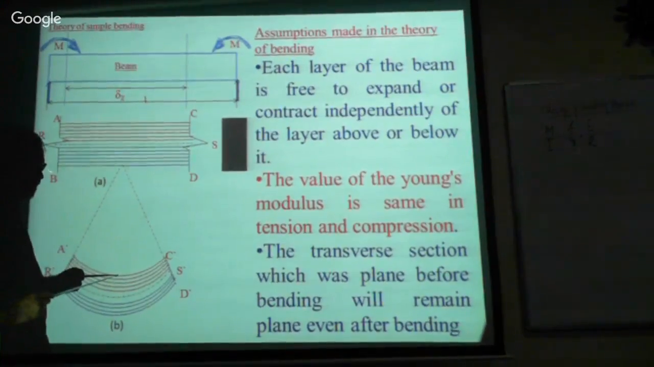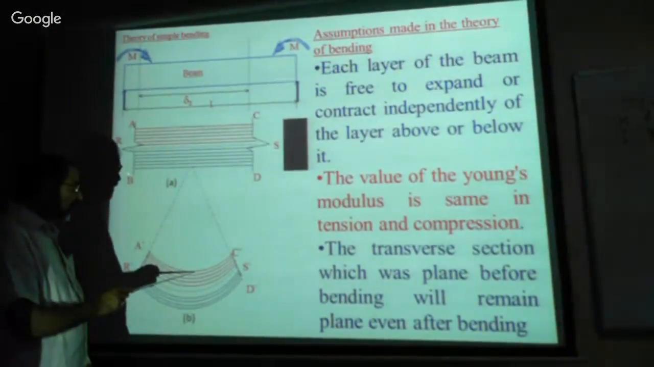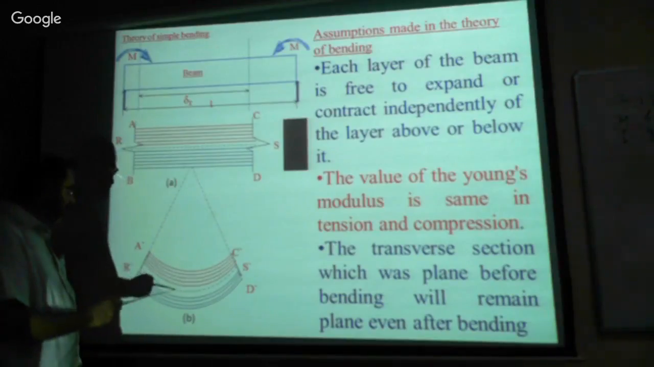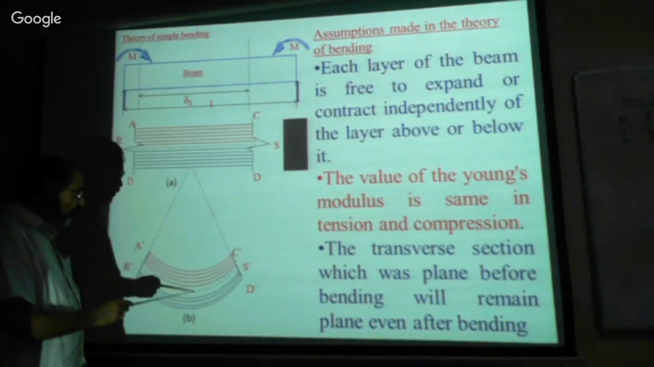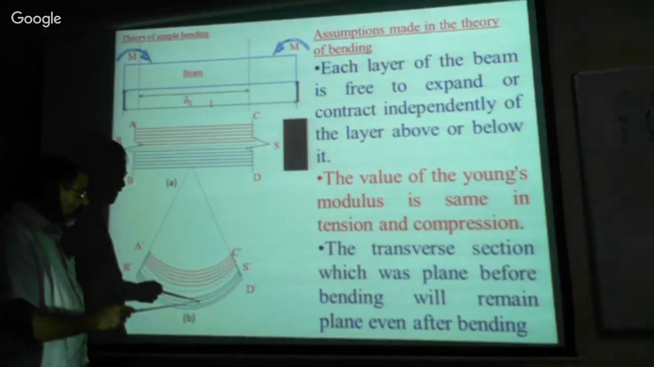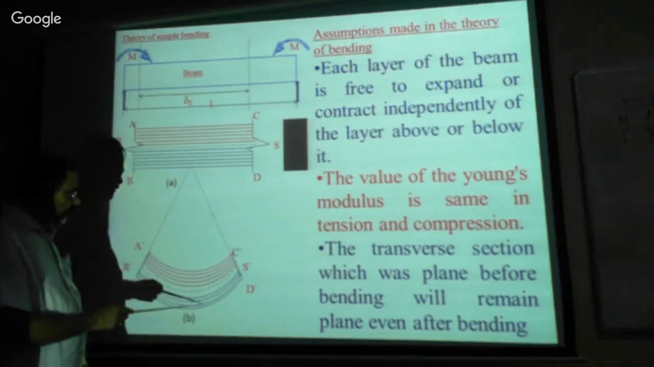When you reach the next layer, the compression is a little less than this. When you come down below, the shortening of these layers gets reduced, and again this is the original layer. When you move downward, this layer is suffering from tension, that is, elongated. This layer is much more elongated, and this layer is maximum elongated.